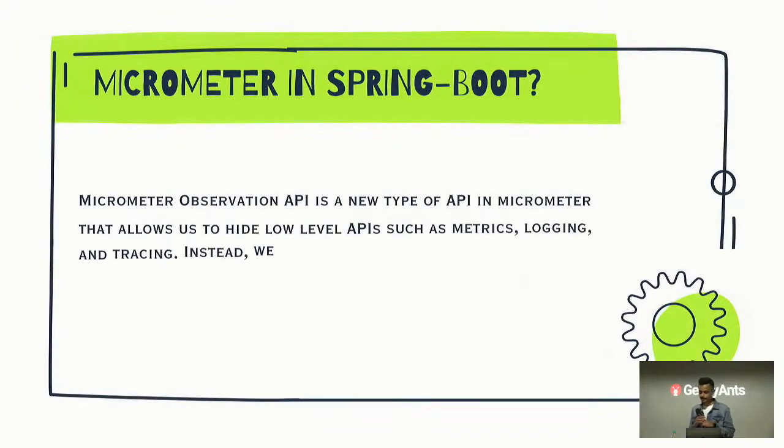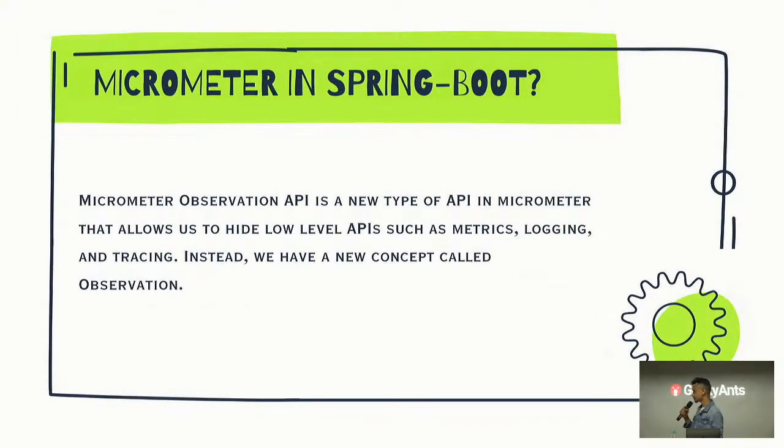Next, Micrometer is in Spring Boot, and the Micrometer Observation API is a new type of API, as they say, and this allows us to hide the low-level APIs such as metrics, logging, and tracing. So these three are different components.